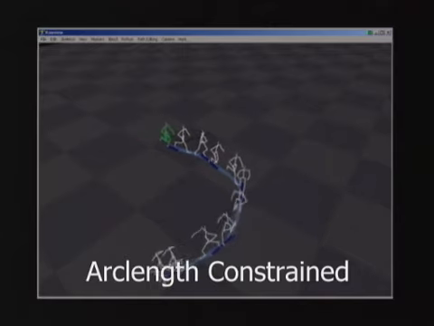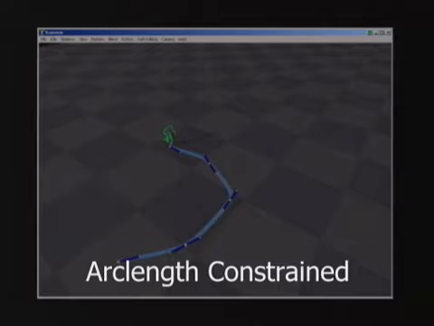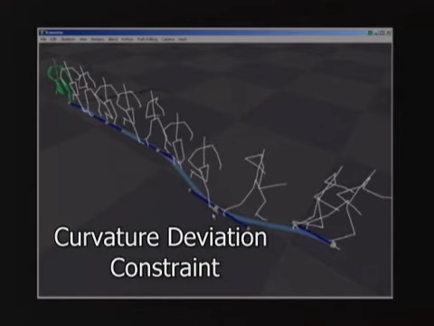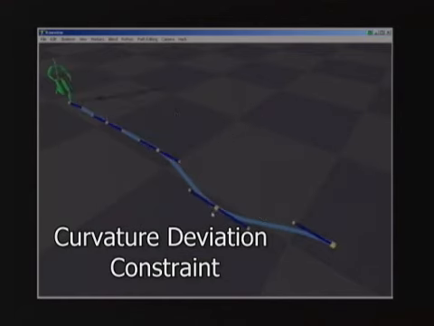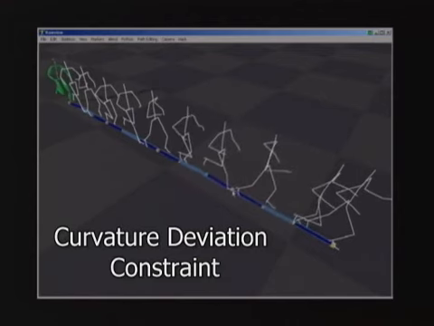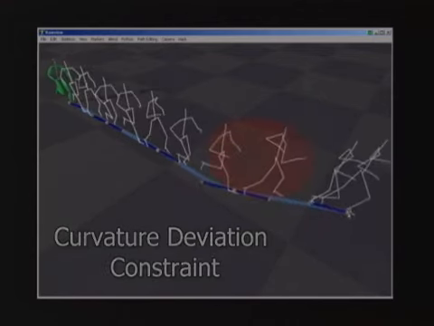Then if we drag on the last control point in the curve, the rest of the curve follows in order to maintain the curve's original arc length. Bending the curve too much results in implausible motion. By densely sampling and constraining the second derivative's deviation from the original curve, we can limit the allowed bend.